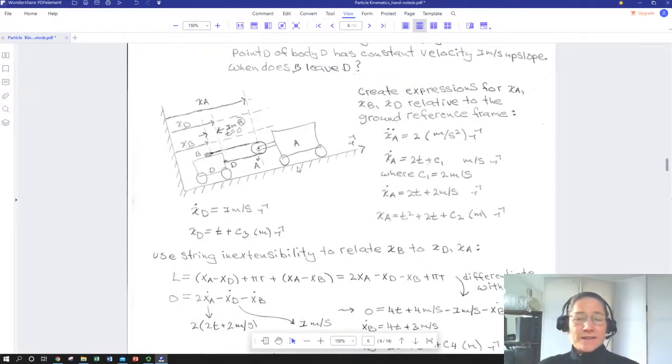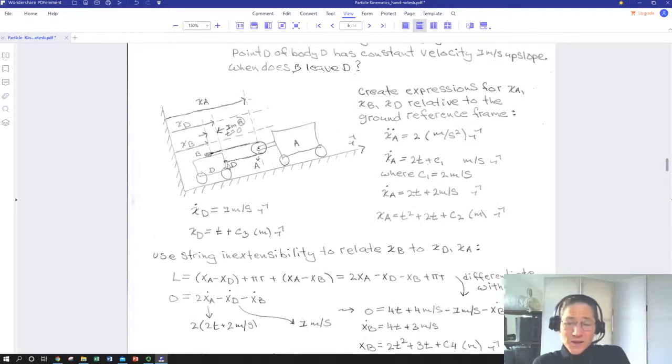The string's the same length. So what does the string connect? It connects B and D through A. So I should be able to relate the position of B, the position of A, and the position of D, all three of them, in some fashion or another by basically adding up everything with respect to those positions and adding it all to the string length.